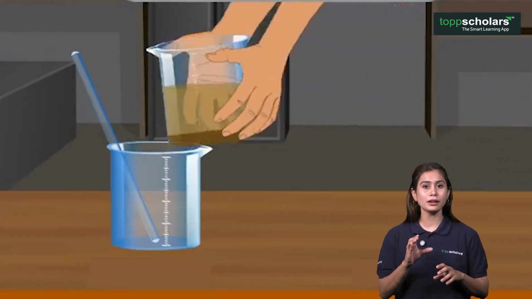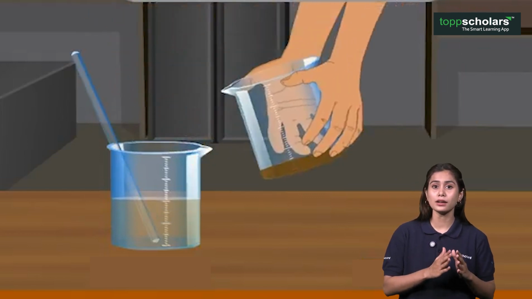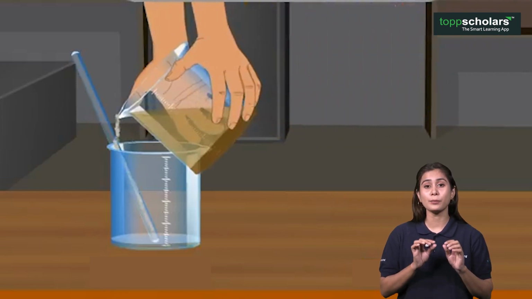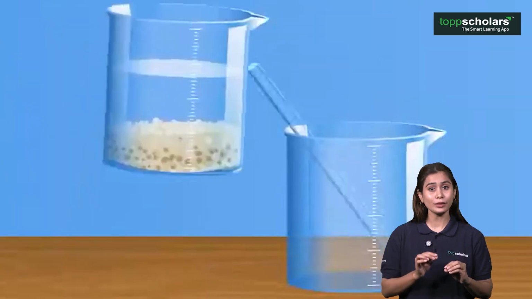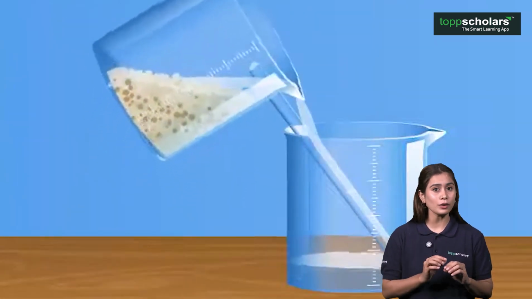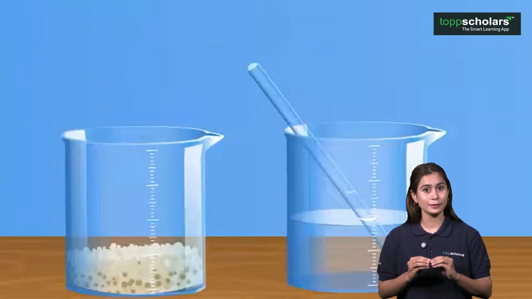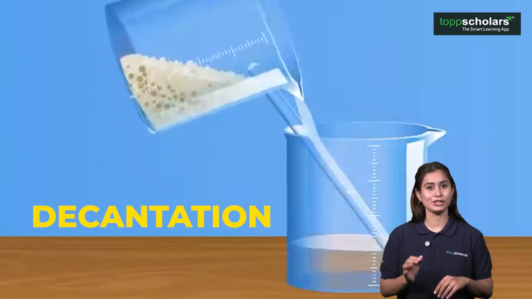Carefully tilt the beaker and slowly pour the clearer water into another container. Be cautious not to disturb the sediment at the bottom as we want it to stay in the beaker. This way, we transfer the clearer water to a new container while the sediment remains behind. This careful pouring process is called decantation.